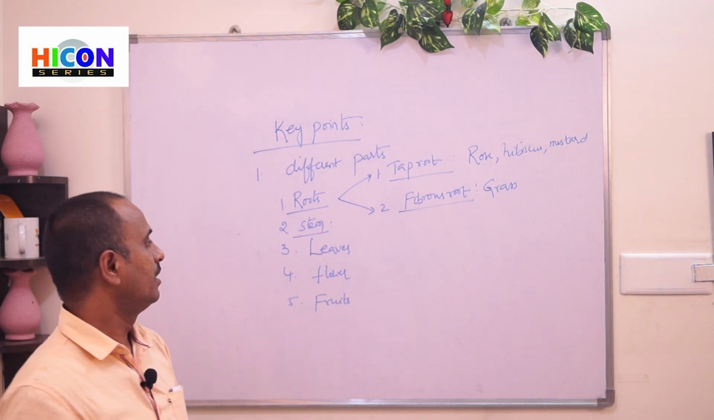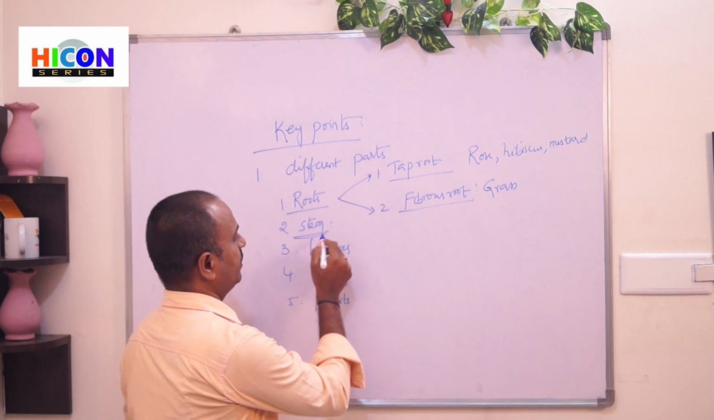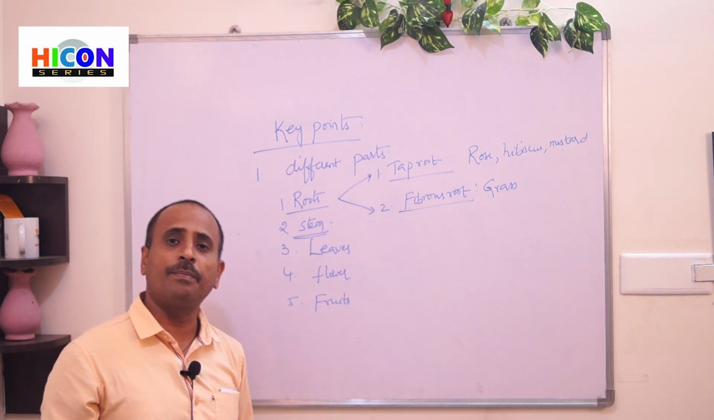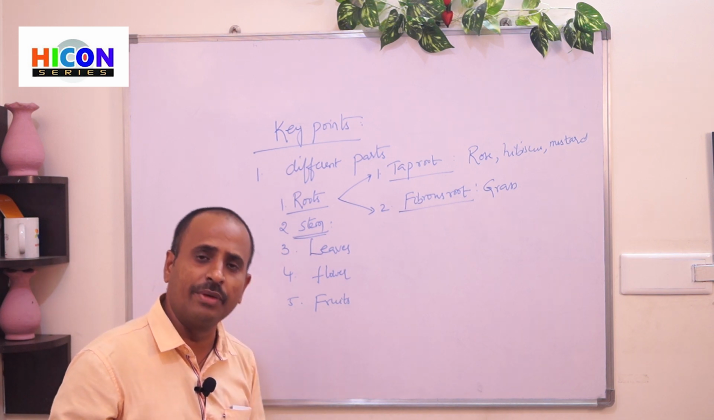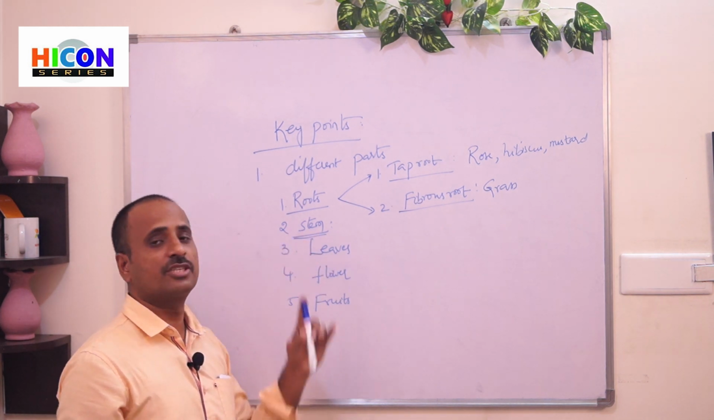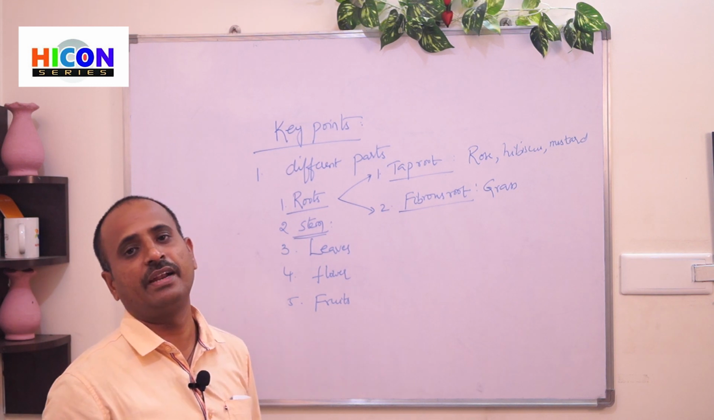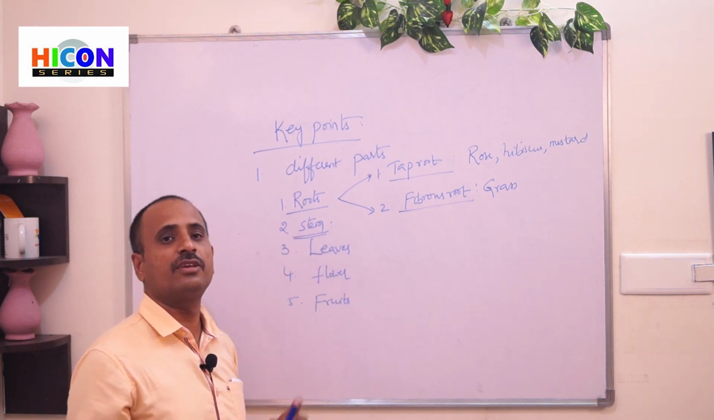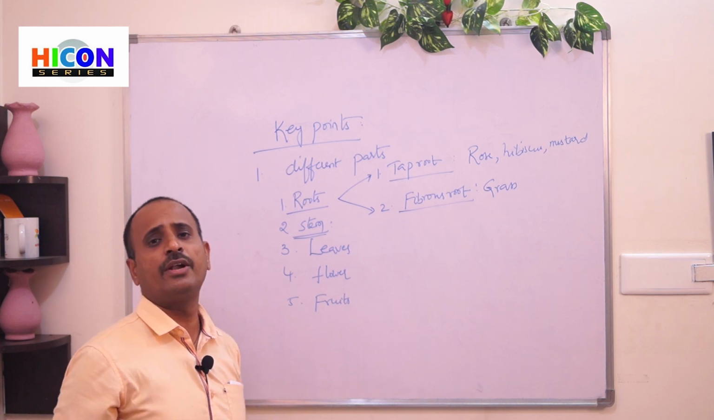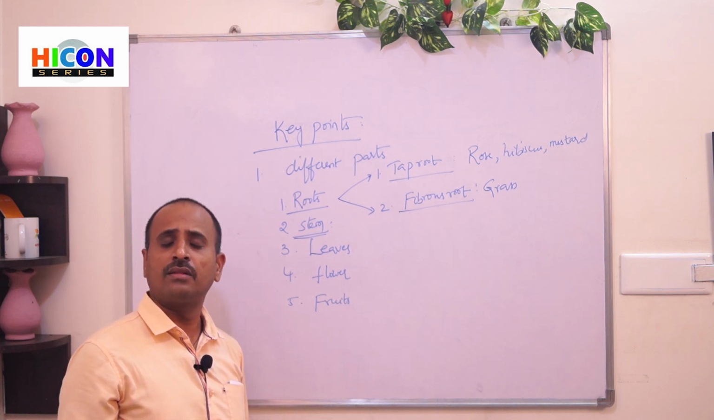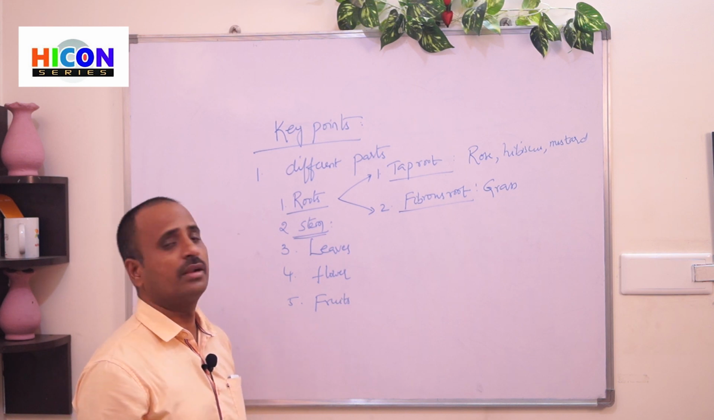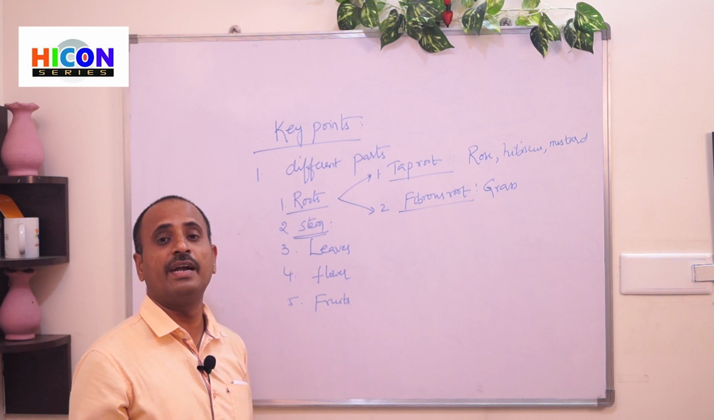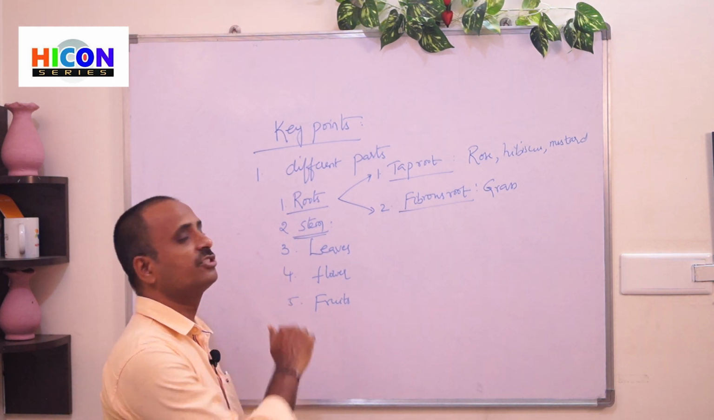Next, this stem gives support for the plant and it supplies water and food to every part of the plant. And some plants store food in the stem. Examples are potato and ginger, which are plants that store food in their stems.